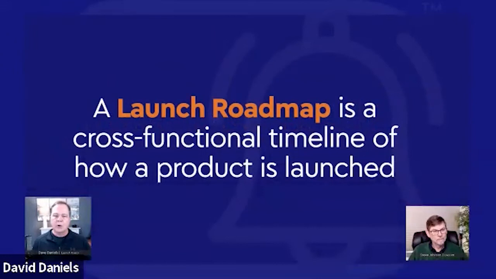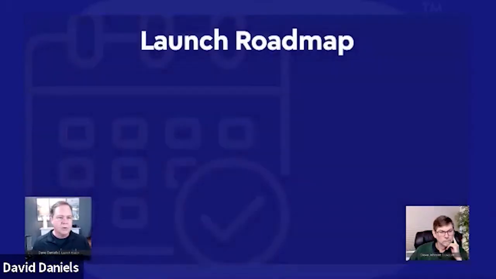So it brings us to a definition. Dave, you're talking about a launch roadmap. What is that? What do you mean? Well, a launch roadmap is a cross-functional timeline of how a product is going to be launched. So people can see at a very high level, when will we get there? Do we have the resources that we need to be successful? When will things happen? How do the pieces dovetail together without getting into all of the nitty gritty of the sausage making, as it were? So let's build one.